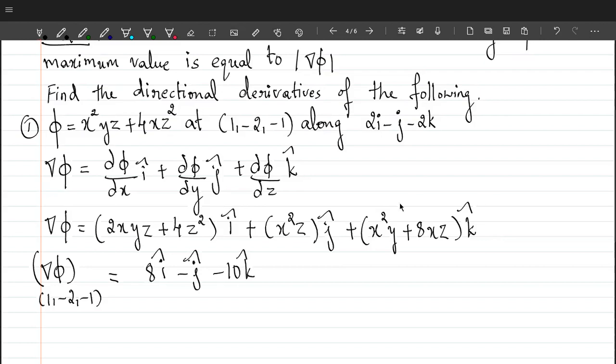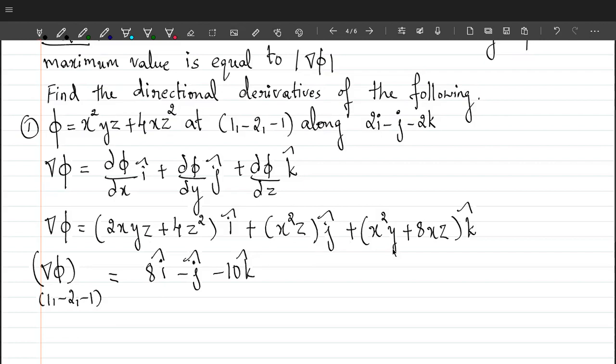You can check that. You get 2 into 1, 2. Here you get minus 2, and here you get minus 1. So what you get here is plus 4. Here also you get plus 4. So you get 4 plus 4, 8. Then here you have x square into z. So x square is 1, z is minus 1. So here you get minus 1 j cap.